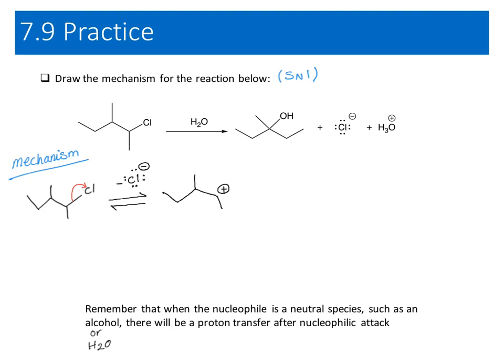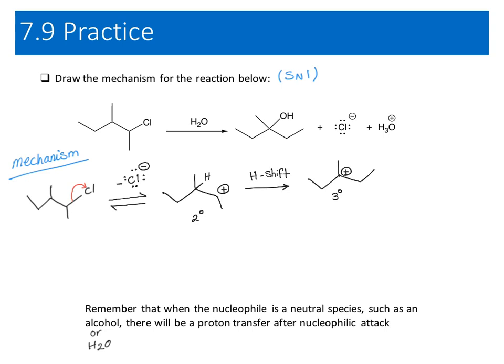Now, by looking at this carbocation, can this carbocation do rearrangement and become more stable? Yes. So we have hydrogen here. So this carbocation can do an H shift to form a more stable carbocation. Okay, so this one was secondary, and this structure is a tertiary carbocation.